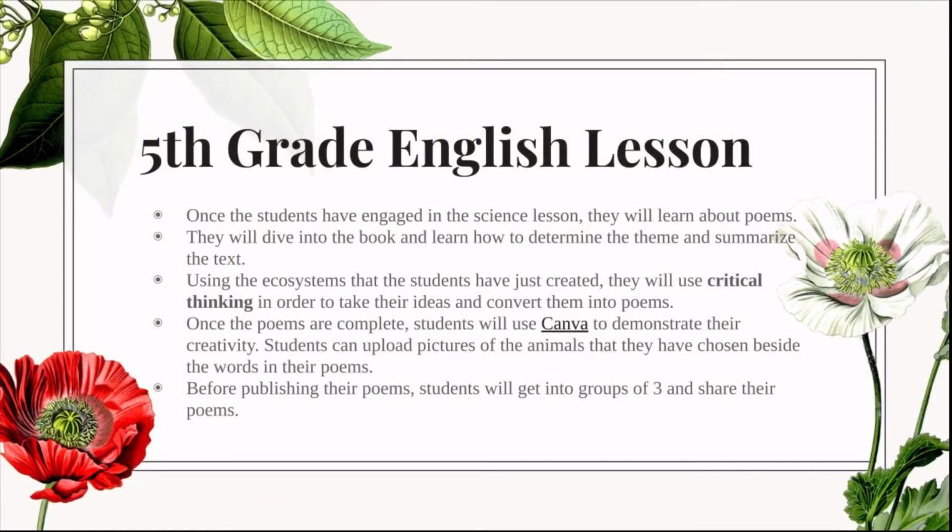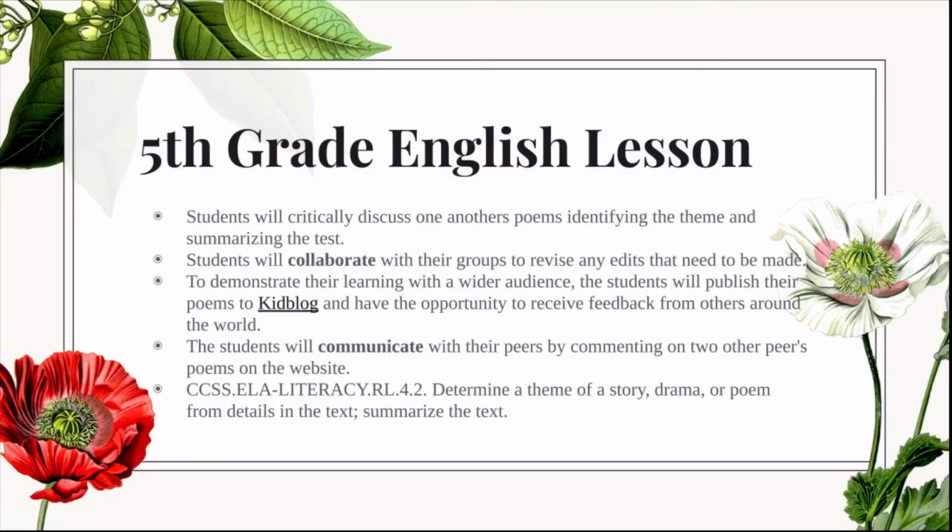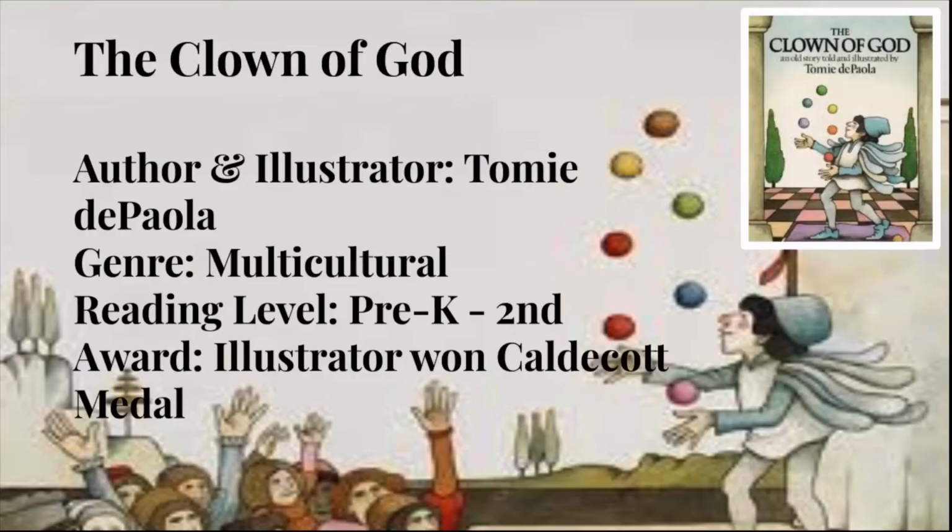The students will then get into groups. In their groups, the students will identify the theme and summarize each other's poems. The students will collaborate with each other to edit each other's poems and to give constructive criticism. The students will then publish their work to Kids Blog. The students will communicate with their other peers who weren't in their groups by commenting on one another's Kids Blog posts. Now for the other books in this set.